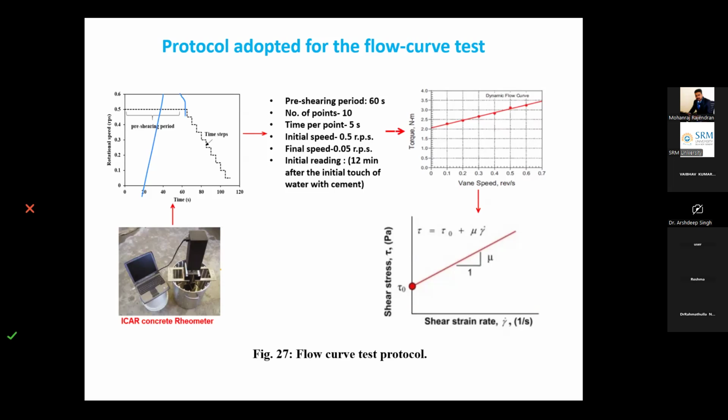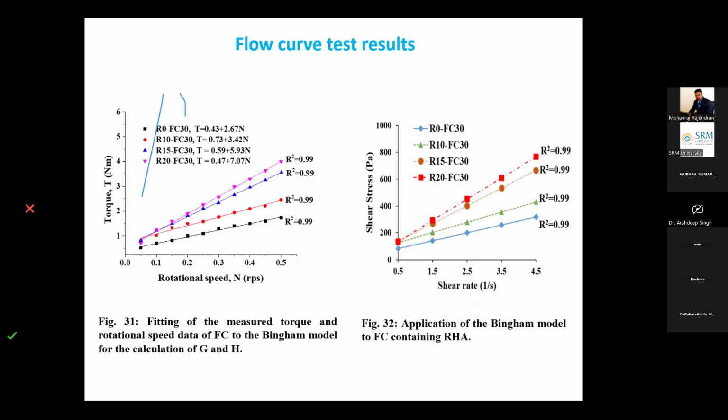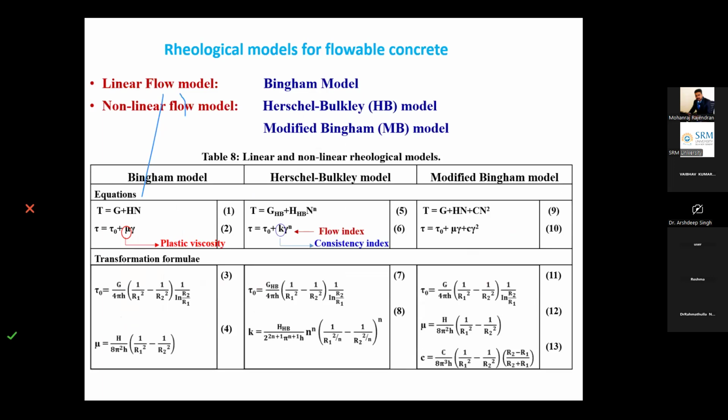So the main thing I want to highlight here, which was done by me, is that the concrete under investigation, let us say, is M30 grade, and these are the results for the M30 grade in which 10%, 15%, 20% RHA was added. On the left hand side, in figure 31, are the torque and rotational speed results obtained from the rheometer, and on the right hand side, from these torque and N values, shear stress and shear rate were calculated from the equation given here in the Bingham model equation.